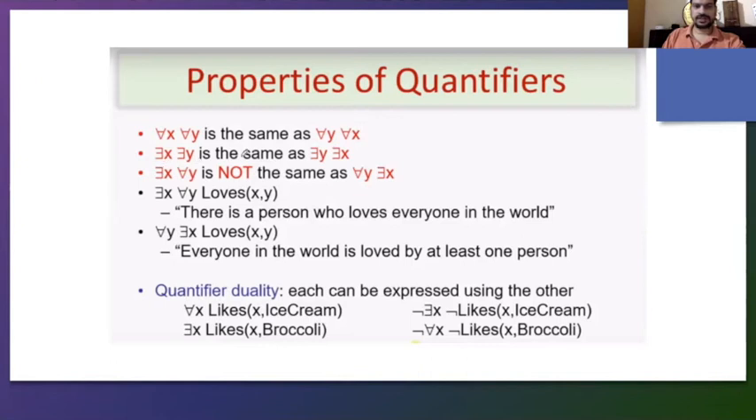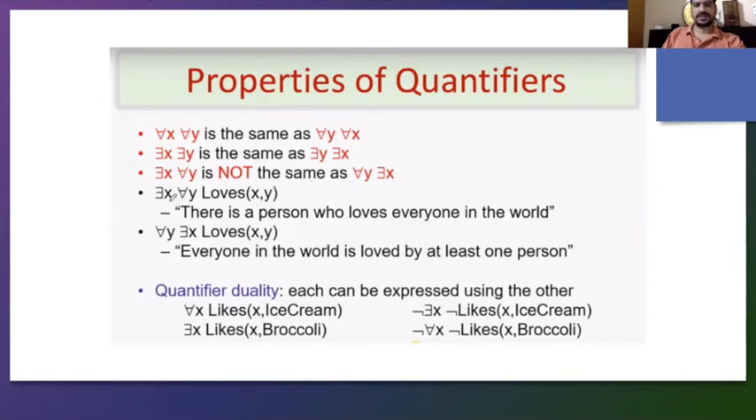For the existential quantifier, we can write it down. Some x, some y is the same as some y, some x. Now, if I am writing some x, all y, it is not the same as all y, some x. So these two are not equal.